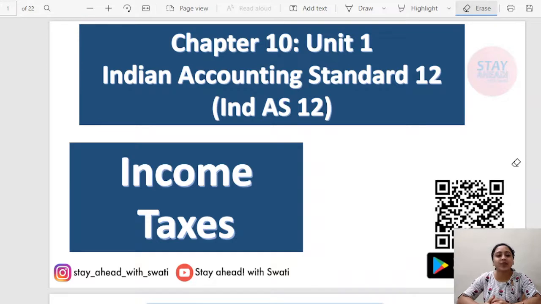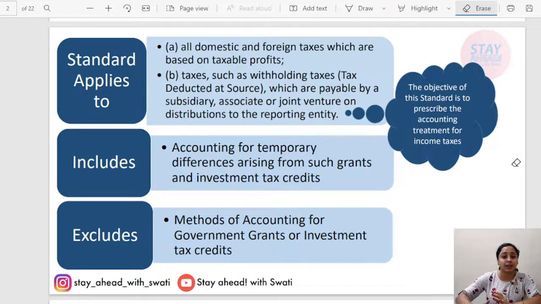Today in this lecture we will study Ind AS 12, that is income taxes. This will basically cover your chapter number 10, unit number 1 of your ICA module. Let's begin. Now where is this Ind AS 12 applicable? What is the scope of this Ind AS 12?